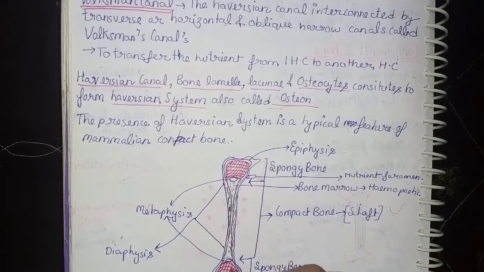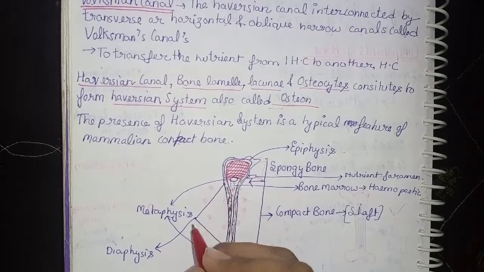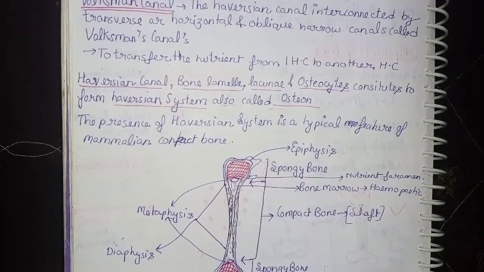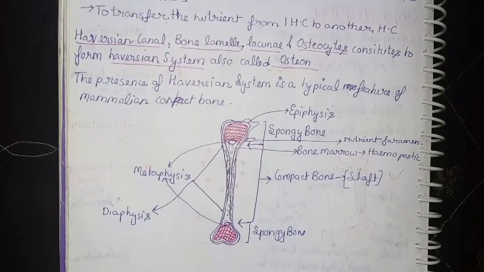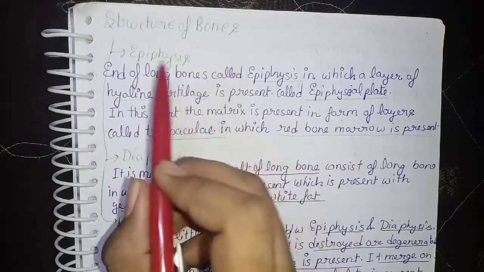And you can also see the metaphysis here, and here you can see diaphysis, here you can see epiphysis. So this is a diagram of the compact bone. So now coming to structure of bone, epiphysis.